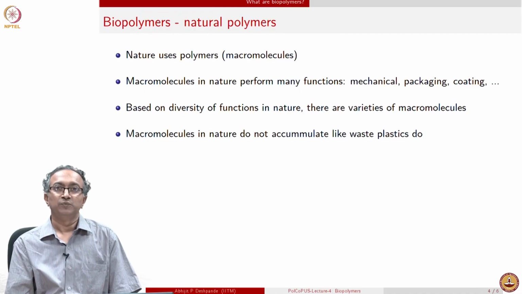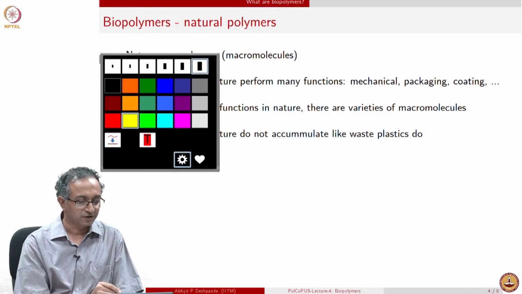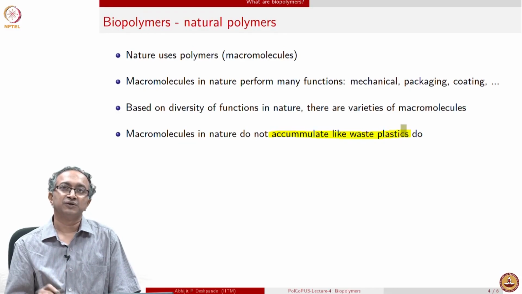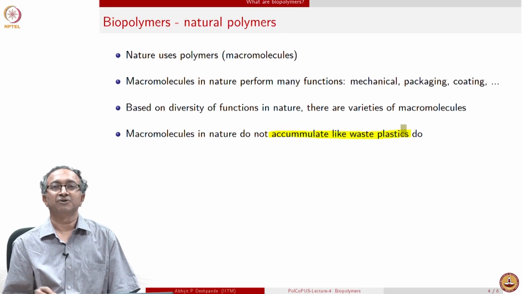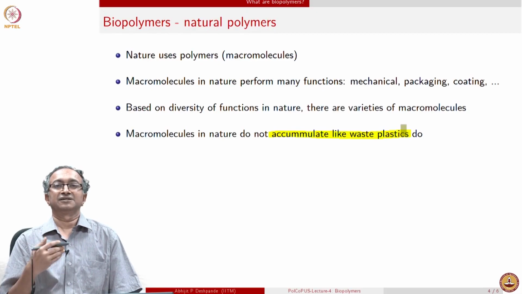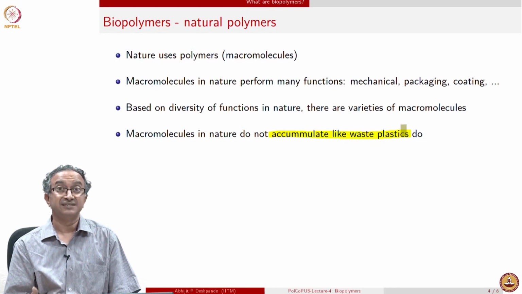And the key thing about these polymers in nature is that they do not accumulate as waste plastics. Within the natural cycles, what are called the biogeochemical cycles, the generation and consumption of these macromolecules is already built in. Therefore, there is no accumulation of these waste plastics. So, this is a key indicator, given the requirement of waste utilization and waste handling of plastics the way we use them, and mainly these synthetic plastics.